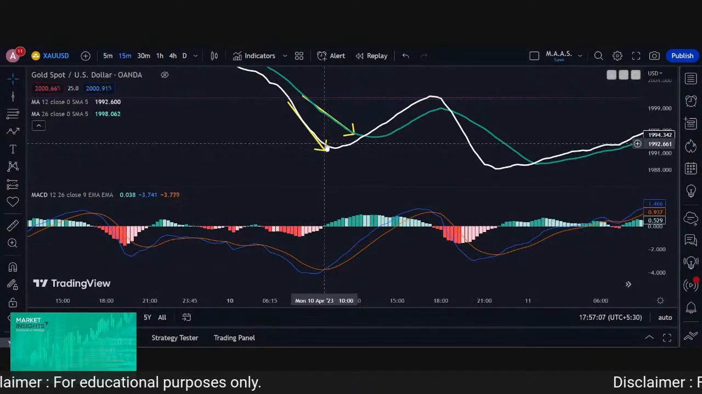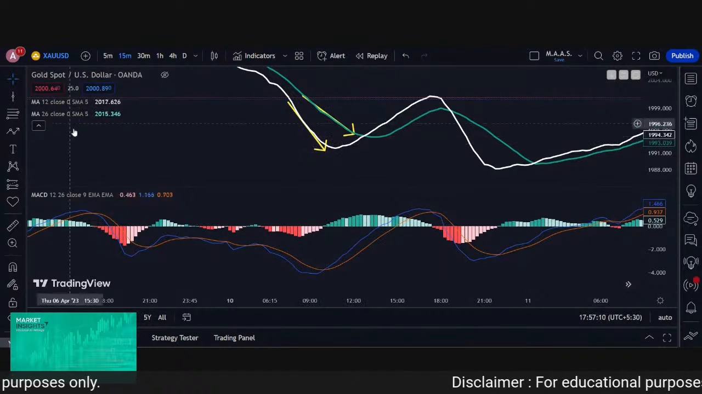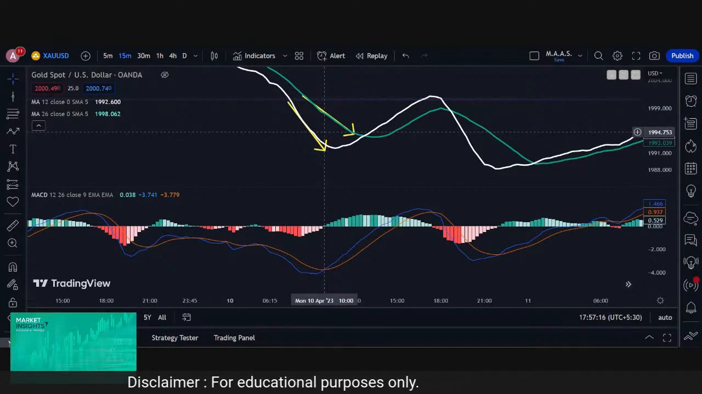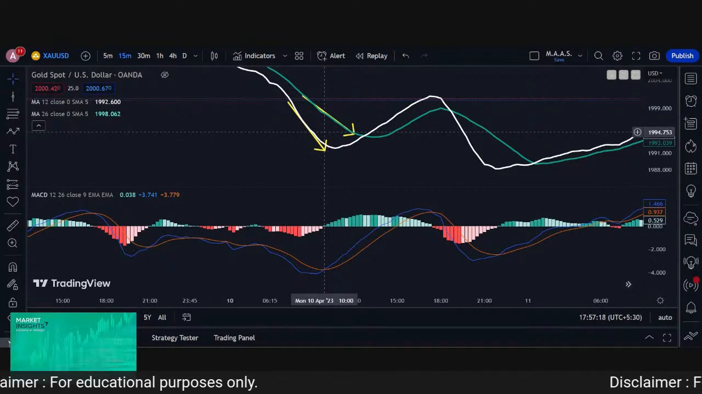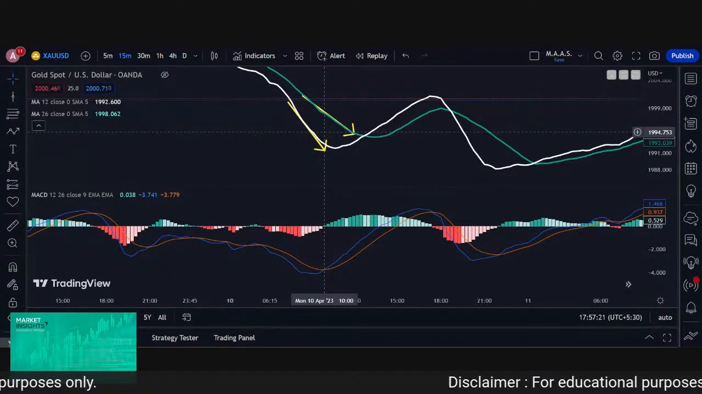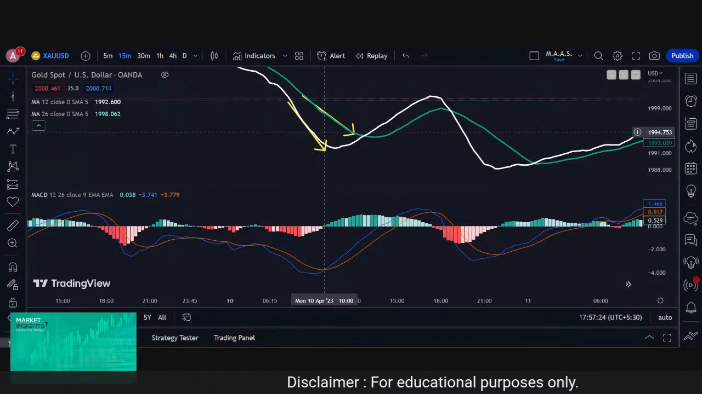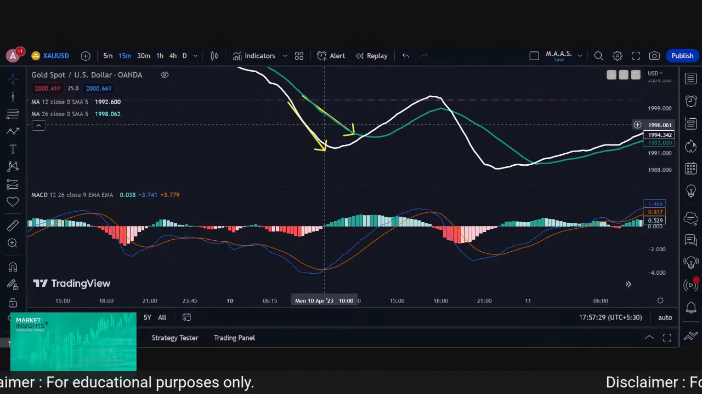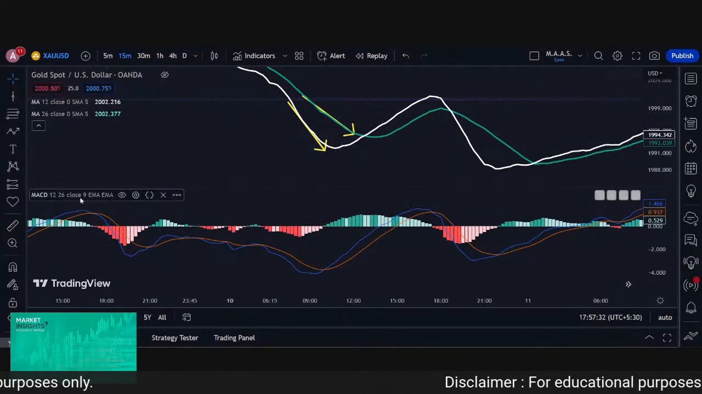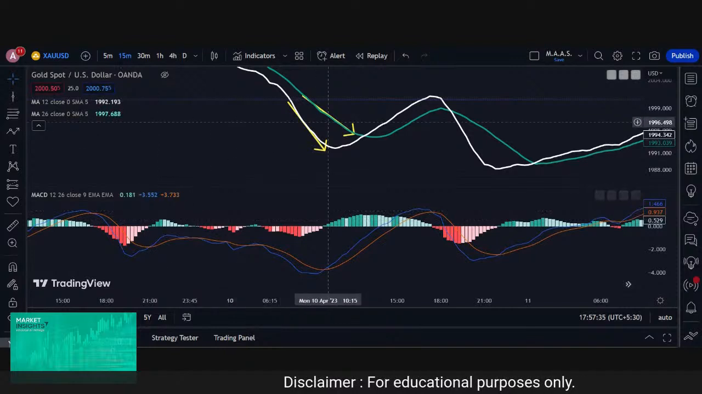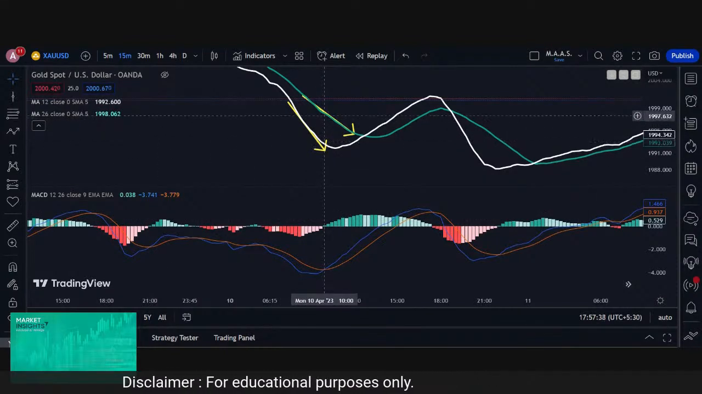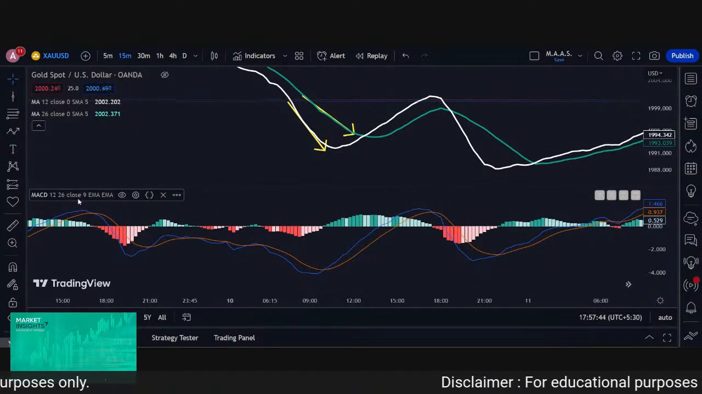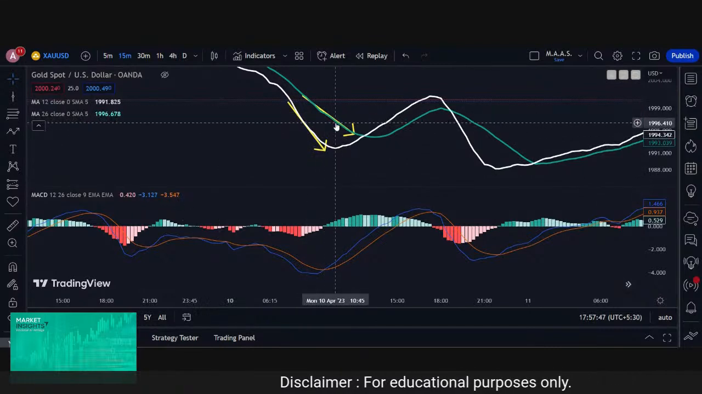Now, if you take this particular reading at this point, the white color here, look at the readings here. The white color is the 12-day, which is reading 1992.6, and the green one is reading 1998.062. So the difference is around 6, and we are taking an average of it, so it is coming around 3. So this is the MACD line. The difference between these two lines is the MACD line.